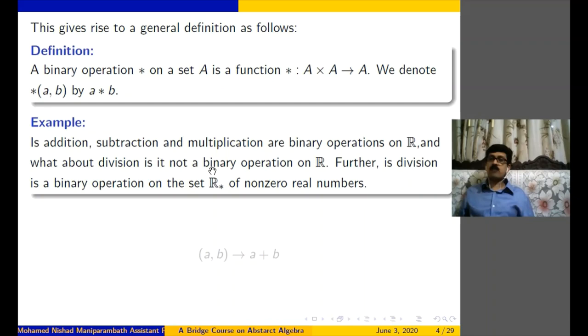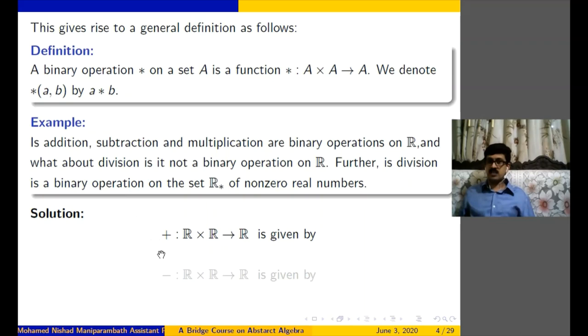We can move to addition. Plus, from R cross R to R, is given by plus of AB to a new number A plus B, where R is the set of real numbers, A is a real number, B is a real number. We know that the sum of two real numbers is again a real number. That is why A plus B is again an element of R. That is why we can say that addition is a binary operation on R. Think about minus.